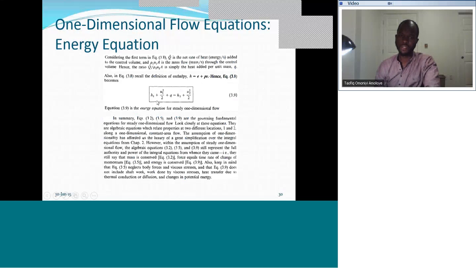So now we have the continuity, the momentum, and then the energy equations for one-dimensional flows.